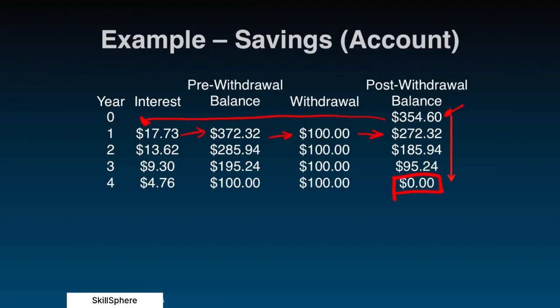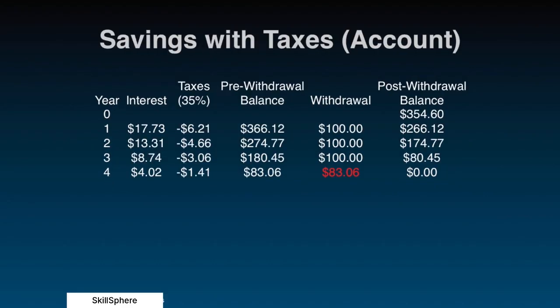But now consider what happens when we have some taxes. See, now we put our $354.60 into the account. That earns interest at 5%. But now we have to pay taxes on that interest income. And I'm going to assume the tax rate we're facing is 35%, which isn't too far off from the top statutory rate currently prevailing.